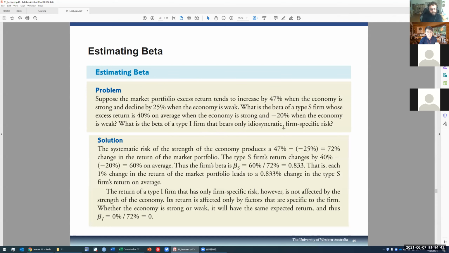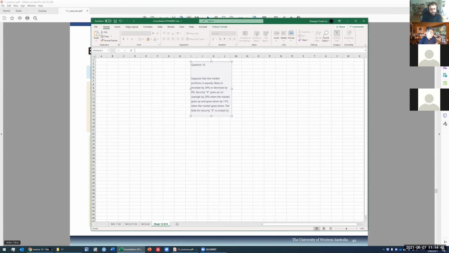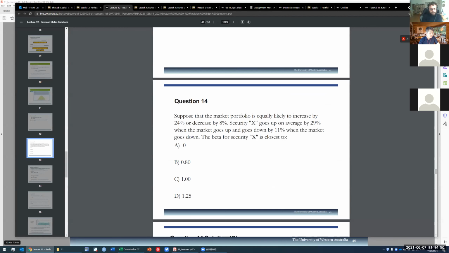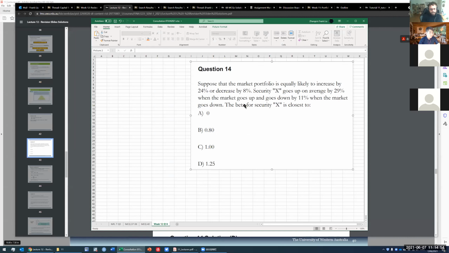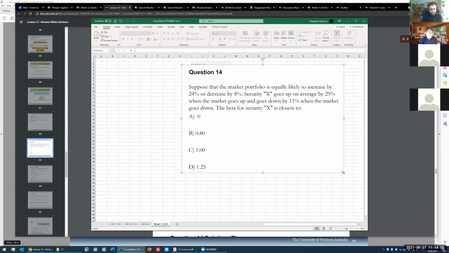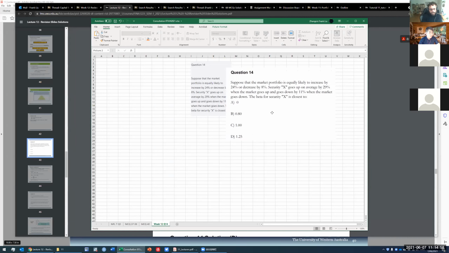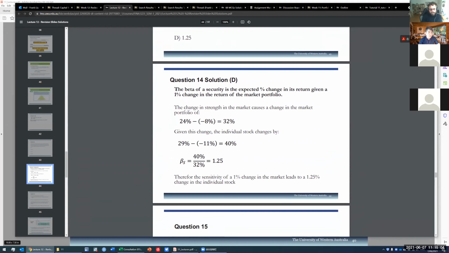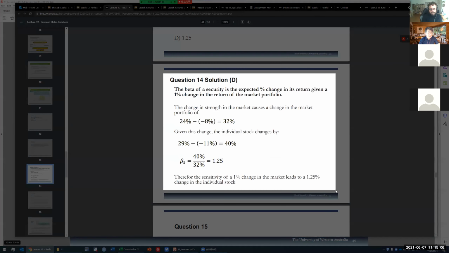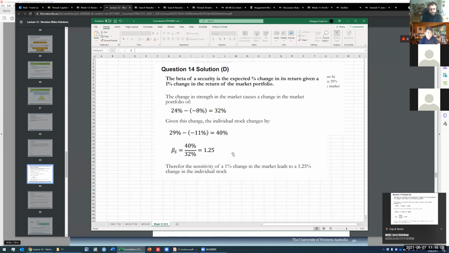But in this very case, where this is an S firm, if you take a look at the question here, it doesn't tell you that. So, in other words, the calculation here is wrong unless this is a type S firm. Does it make sense to you?